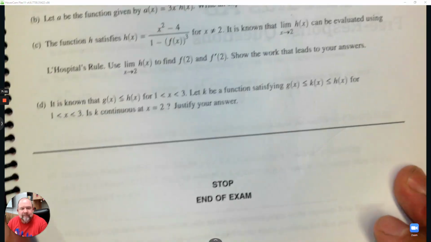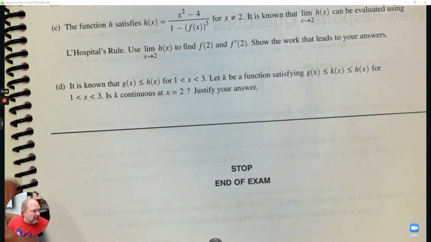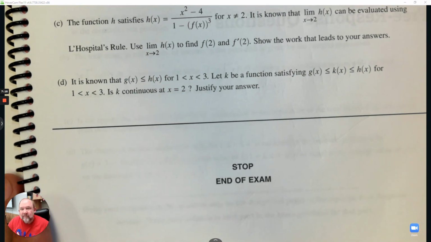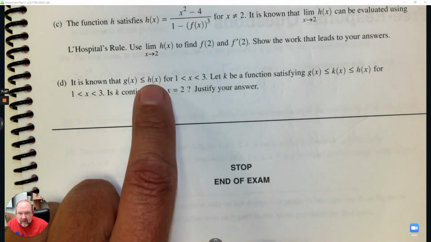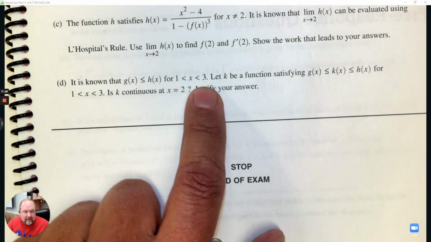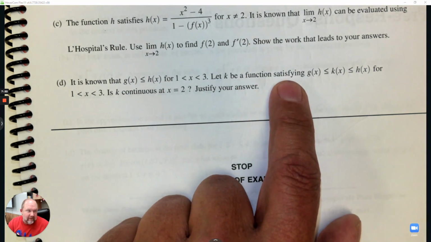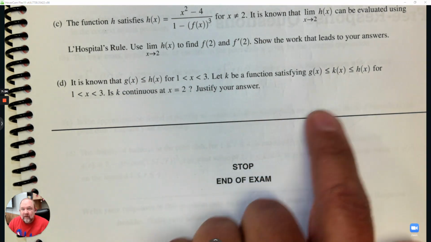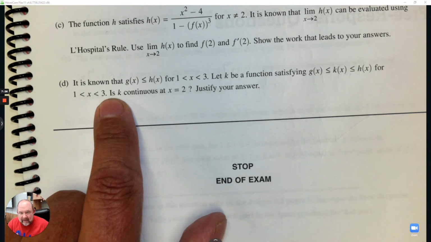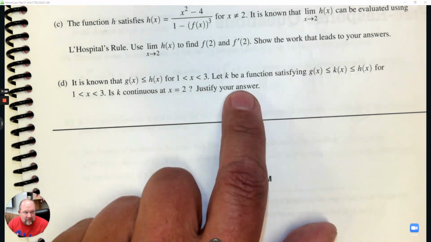All right, last one. That was a tricky one. Is this one going to be a tricky one? Part D. It is known that g is smaller than h from 1 to 3. Let k be a function satisfying this. This is going to be called the sandwich theorem. From 1 to 3, is k continuous at x equals 2, and then justify your answer.